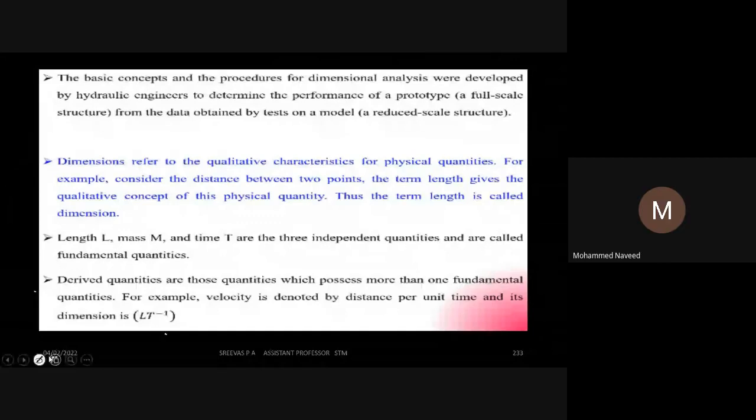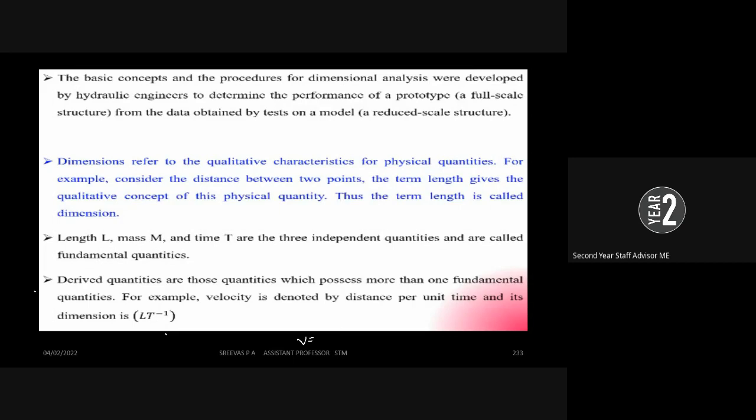Fundamental quantities. And derived quantities are those quantities which are derived from fundamental quantities. That is, derived quantities are those which possess more than one fundamental quantity. If you consider velocity, that is distance per time. Distance, that is length, is a fundamental quantity. Time t is also a fundamental quantity. So velocity is derived from fundamental quantities, and all such quantities are called derived quantities.